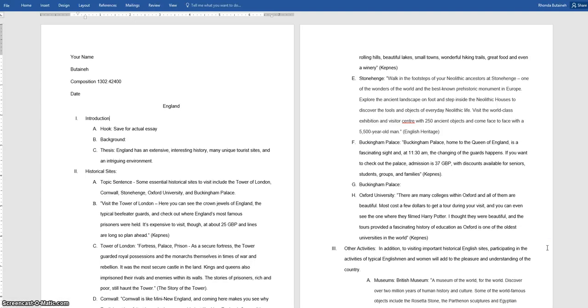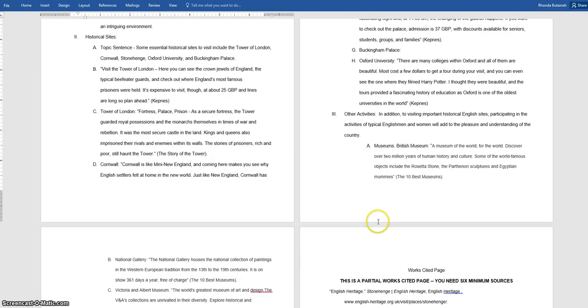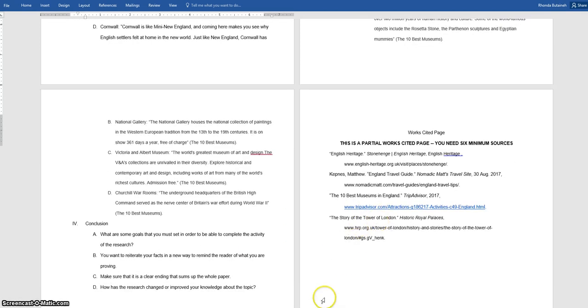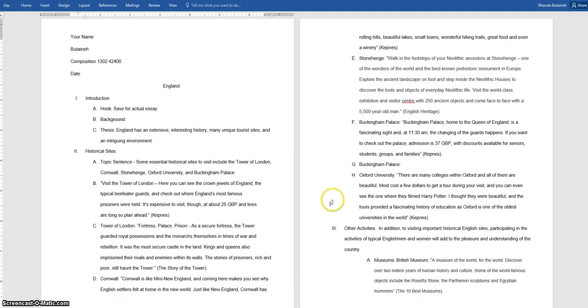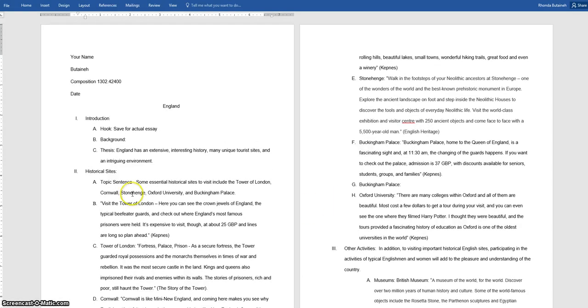This is the final step, well, almost final step for the research paper. We are writing the draft. And so I have my outline or my partial outline. Your outline will be more complete than this. And I want to show you how easy it is to turn this outline into an actual essay.